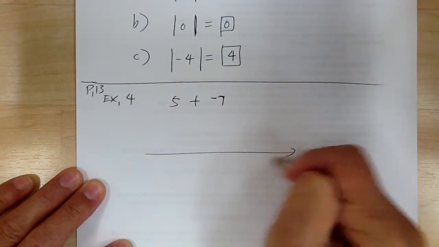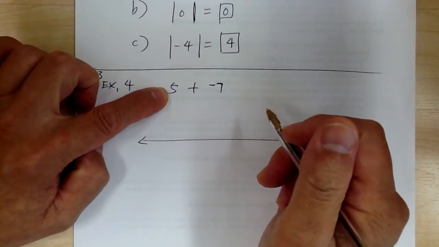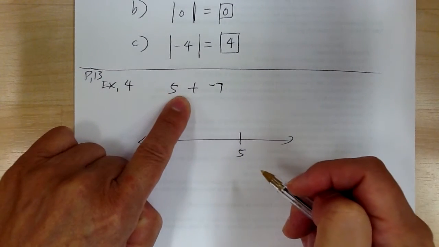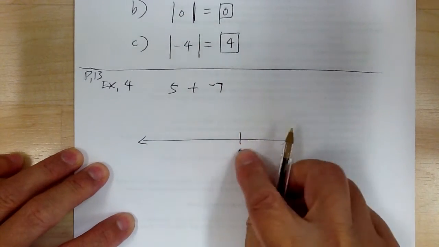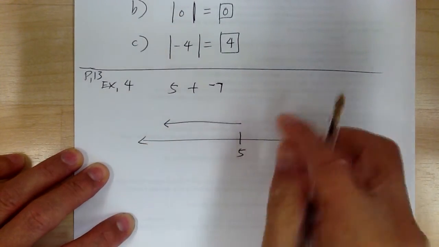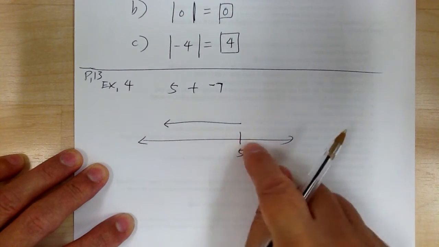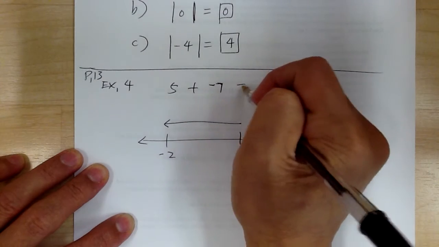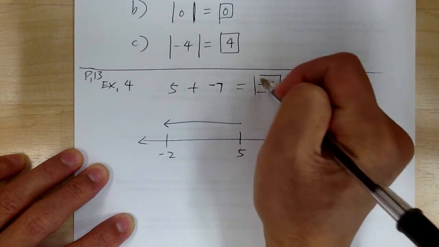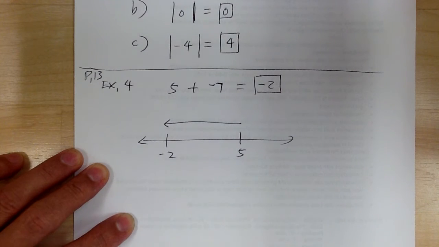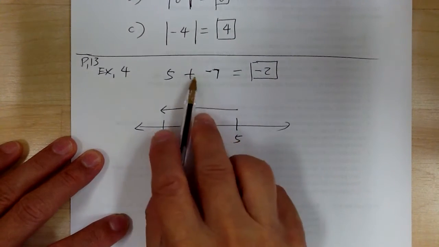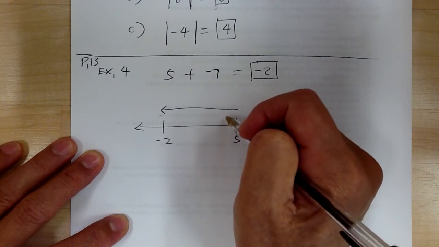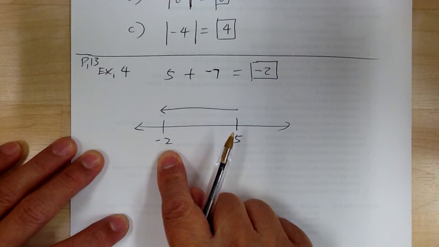What this means is that if you go on a number line, the first number is where you start. So you start at 5, and adding -7 means you go 7 this way, right? Negative means opposite direction. And if you track that, you end up at -2. So this will equal -2. Those are some of the basic definitions of addition. When you add a negative number, you're going the opposite direction, and if you count on the number line, you end up at -2.